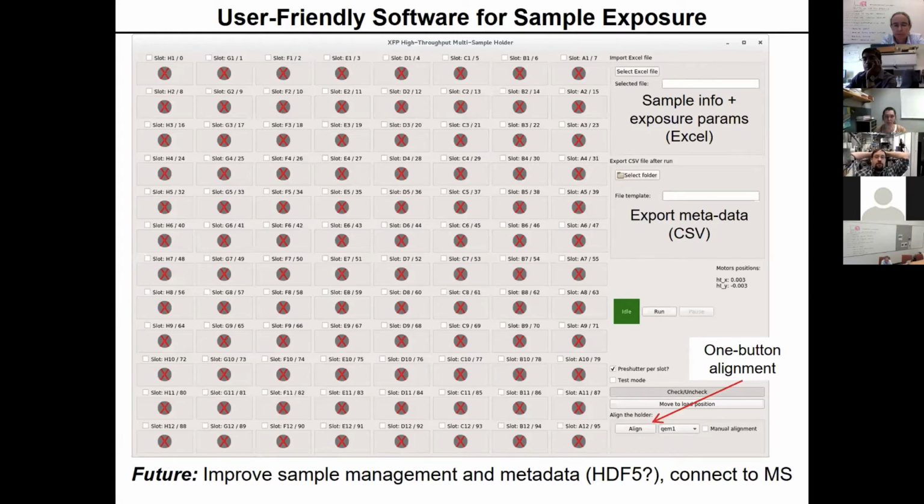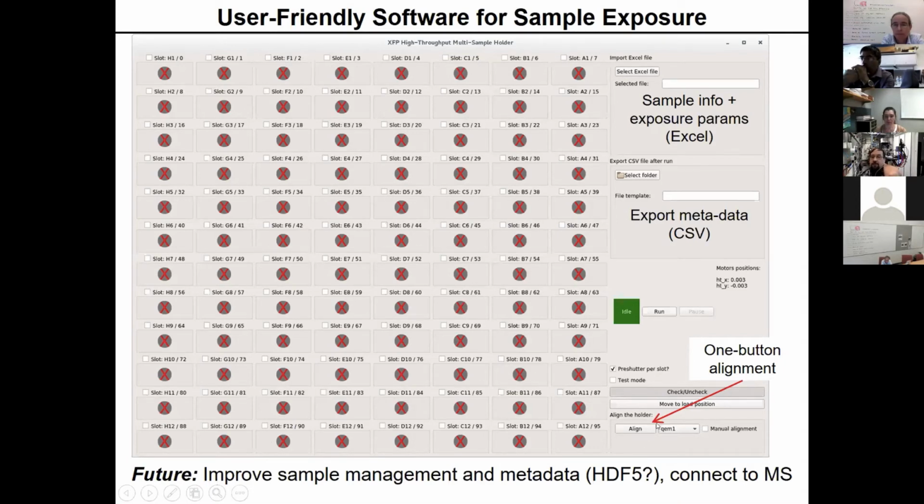We have this relatively simple GUI application right here that allows you to individually select and define conditions for each position on the plate, or you can simply assemble an Excel file and import it, and then it will automatically select the positions you want to expose based on your information. You can also export metadata, such as notes about the sample, the exposure time, and a variety of other things.